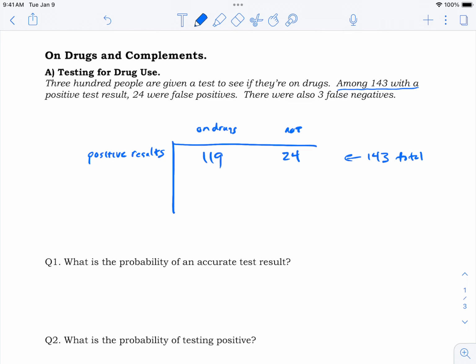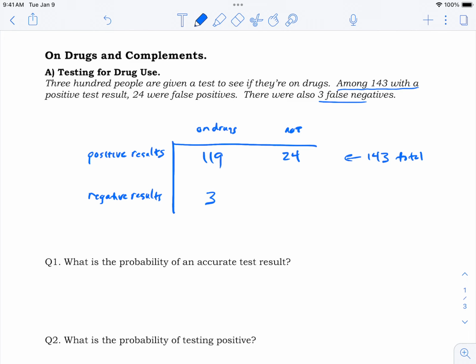Cool. Now, you could get a negative result, of course, so we'll have more numbers down here. They did say 3 false negatives, which means you got a negative result, but you really were on the drugs. So the 3 goes there as the false negatives, right? So keep that in mind. These are the false positives, and these are the false negatives. False positive: you got a positive result, but you're not on the drugs. False negative: I got a negative result, but hey, I'm taking the drugs. Okay, so let's get this stuff erased.